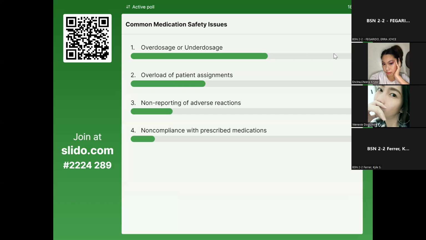For example, if the nurse administers the medication to the patient, she needs to continuously assess the client for any adverse reactions. Sometimes the nurse will just instruct the client to report if there are untoward reactions to the drug.